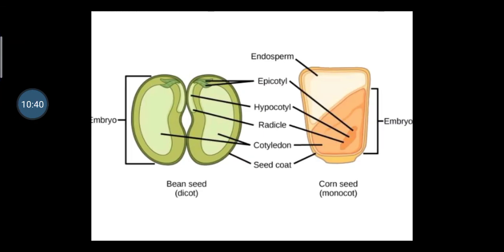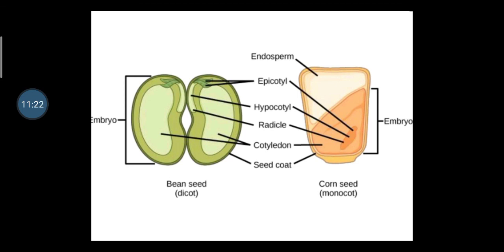Now we have two types of seeds. One is monocot, another is dicot. In monocot seeds, we have one cotyledon, as we can see in the figure, and in dicotyledon, as the name suggests, di means two, cotyledon. So we have two cotyledons, as we can see in the figure. In monocot seeds, if we look closely, we have endosperm present, but in dicot we have endosperm absent.